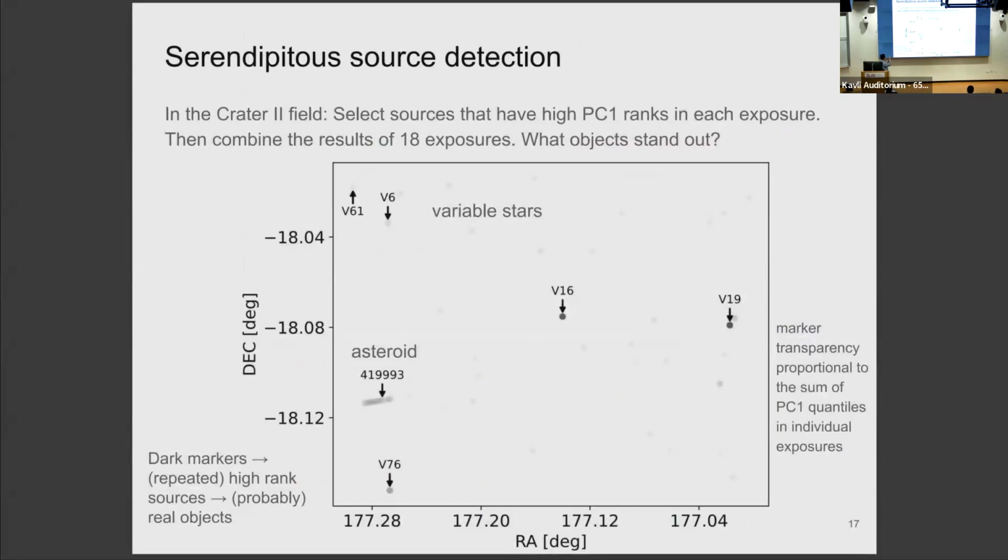So for the creator field I showed you before, we can select out sources with high PSA1 value. Then we want to combine the results of several exposures and see what remains. Some variable stars show up. That's nice, that's what's studied in that paper. But you also find something here. That's the asteroid, because an asteroid is pretty bright. It's about 20 magnitude in those exposures, so it can also be captured by the algorithm.